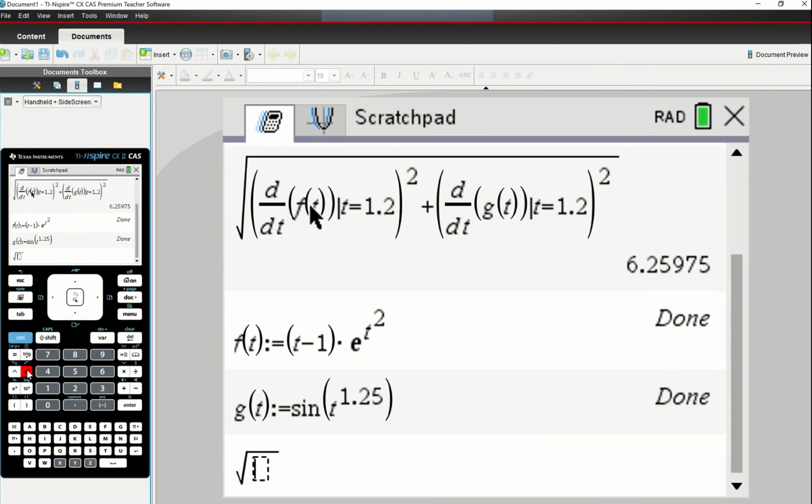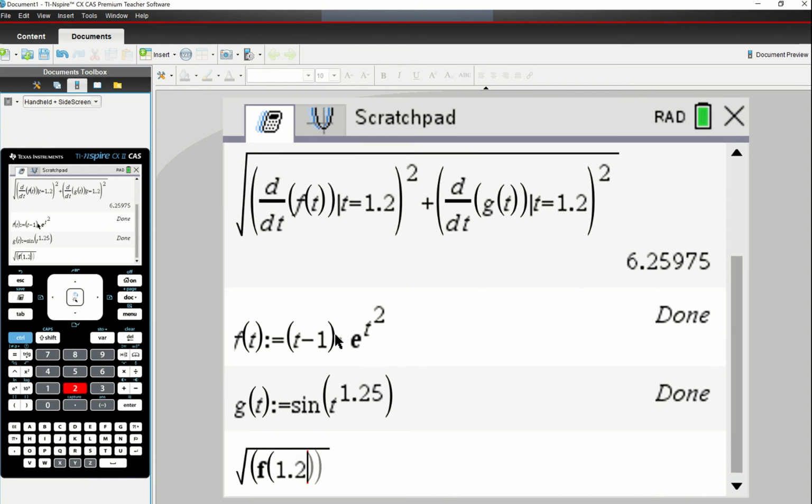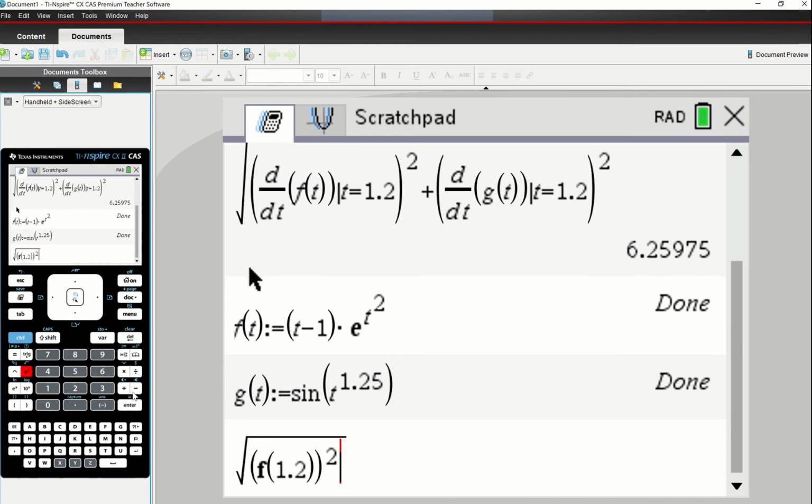But I'm going to take the square root, and I already have my velocity for x already defined as f. So I'm just going to go ahead and evaluate f at 1.2 and square it. And then plus the same thing, I'm putting those extra parentheses here, whoops. Really having trouble here. Try again, there we go. G, which is already the derivative of y, because that's how I inputted it.